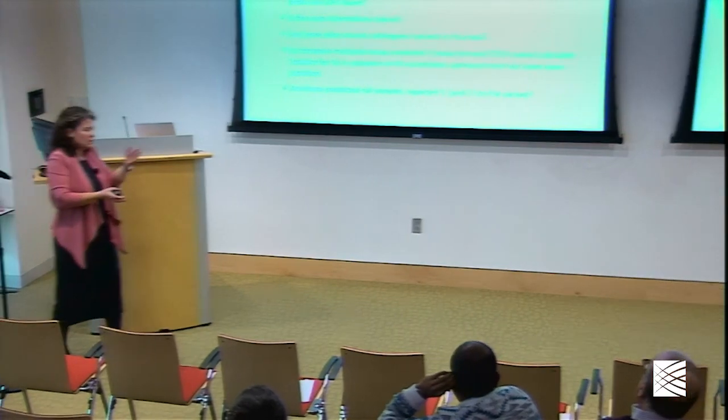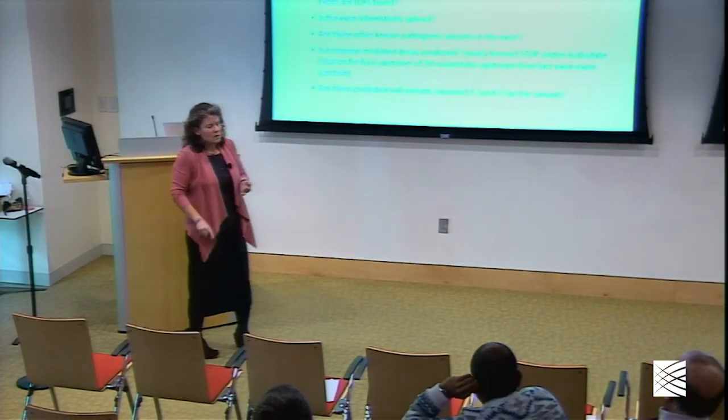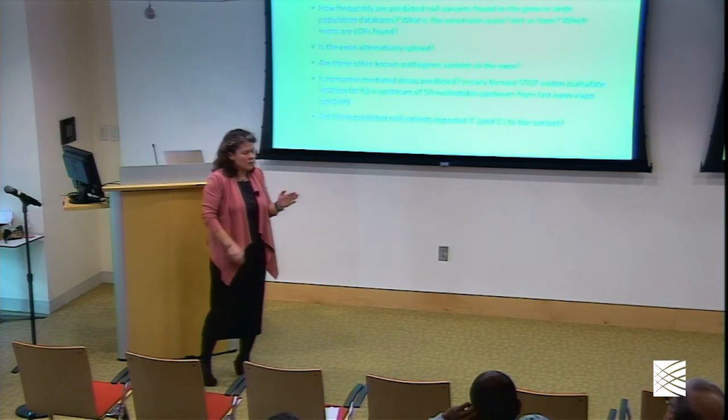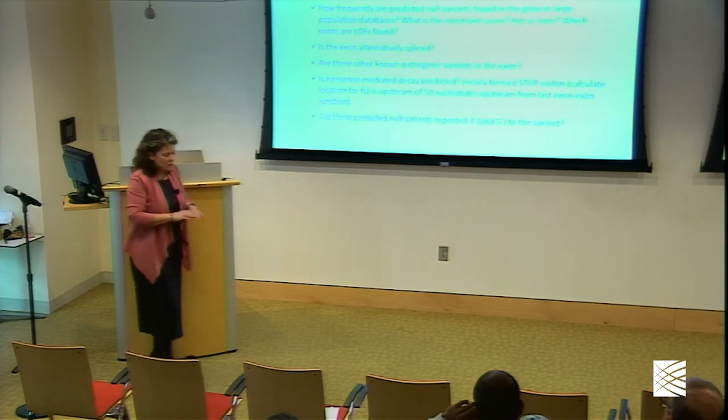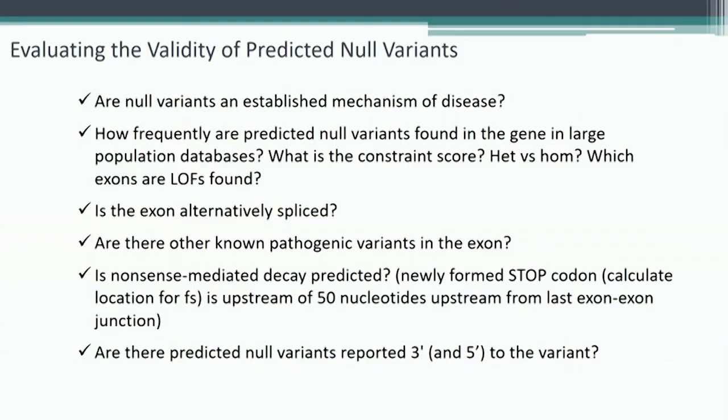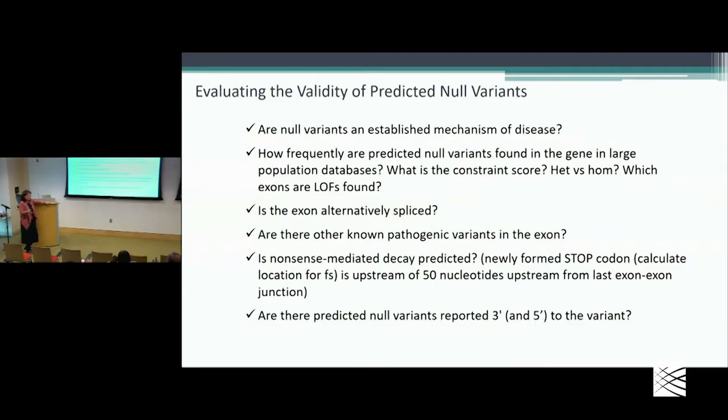So other questions: is nonsense-mediated decay predicted? Often what happens when you have one of these frameshift or nonsense variants upstream in the gene is that it leads to rapid degradation of the transcript, leading to no functional protein produced. There's a specific rule that if it's in the second to last exon, the penultimate exon, at least 50 base pairs up from the end of that exon, if the stop codon occurs before there, it will largely lead to nonsense-mediated decay. There are exceptions to that. It's not a 100% foolproof rule.